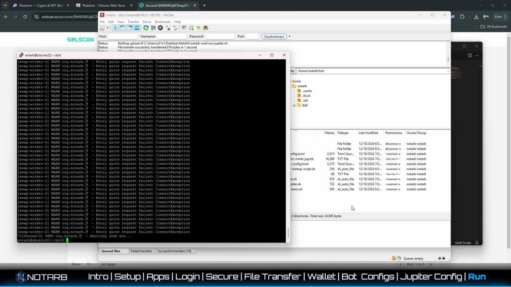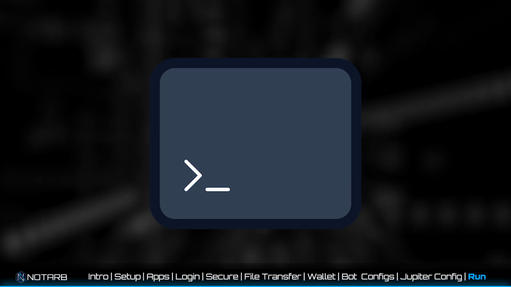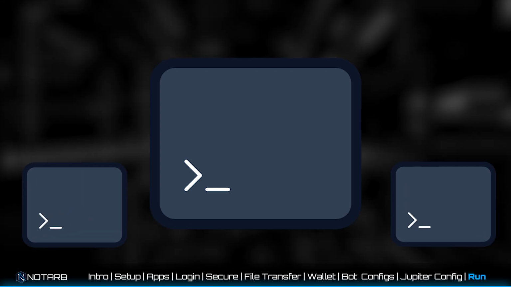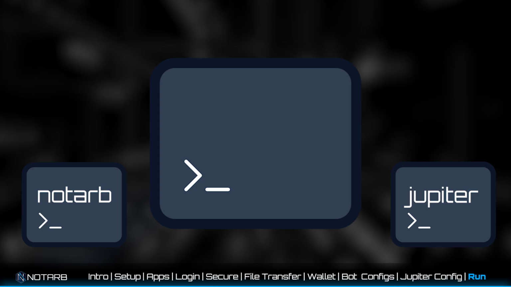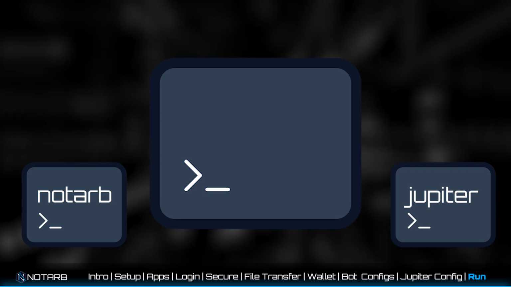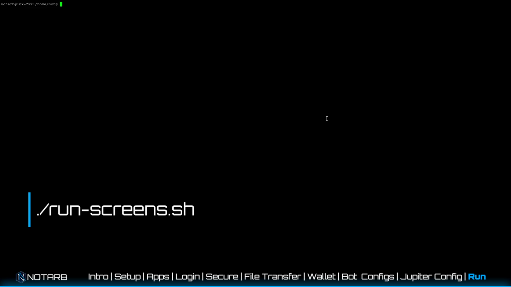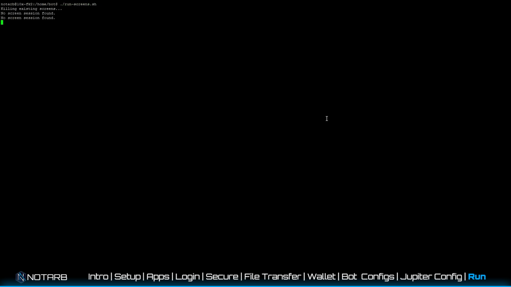We could do the same for Jupyter, but before we do that, let's go over screens. So screens allow you to have multiple terminal sessions at the same time, and this is going to allow you to have both NotArb and Jupyter run concurrently. All we gotta do at this point now is just type in ./run-screens.sh. It's gonna kill any existing screens that you might have had already, and then it's gonna start NotArb and Jupyter at the same time.